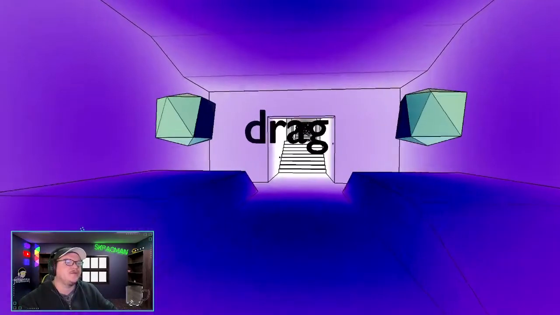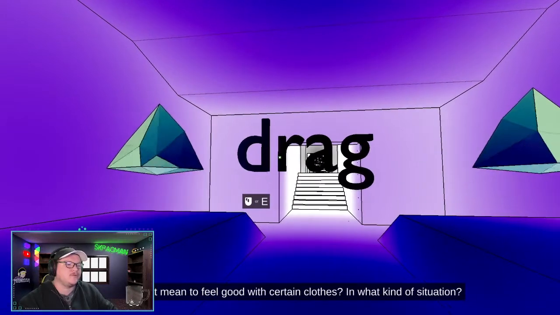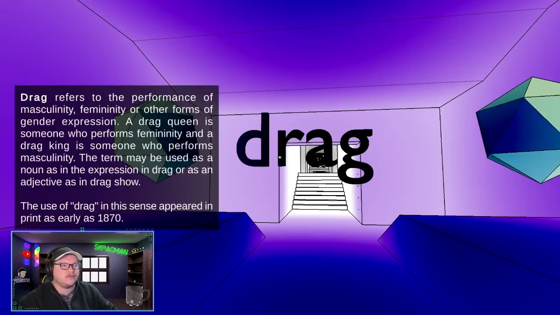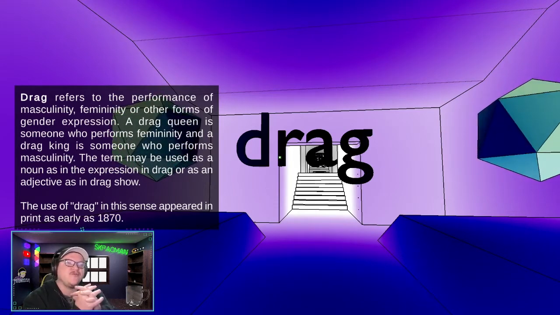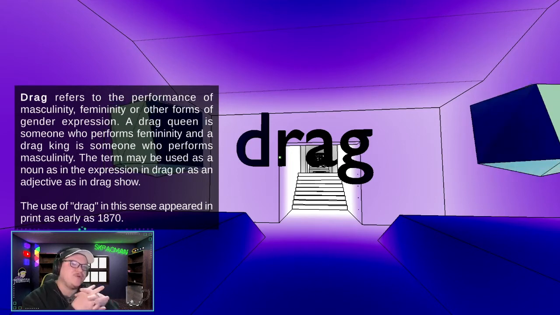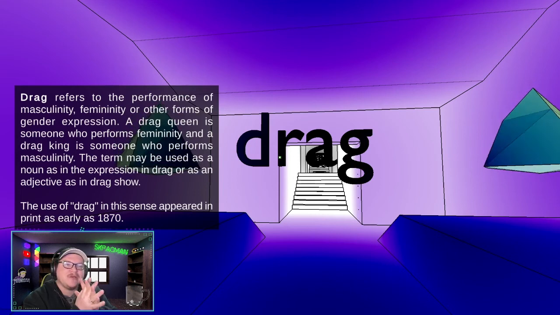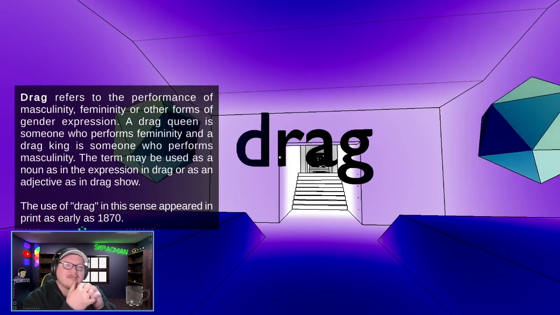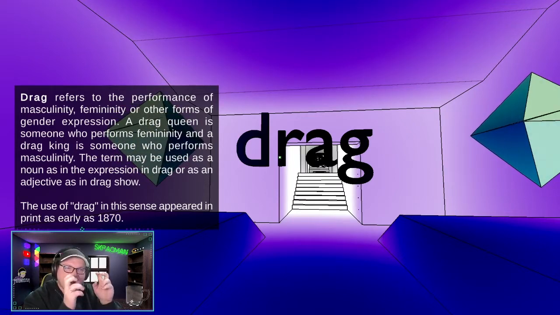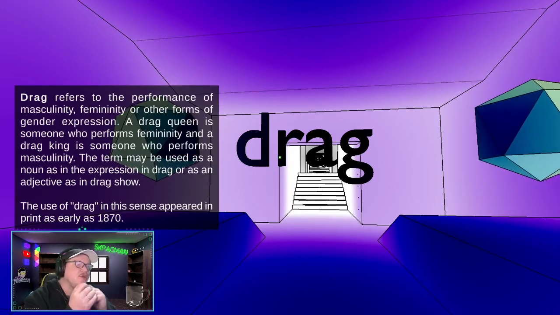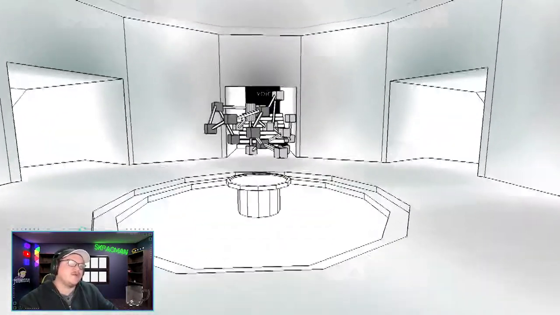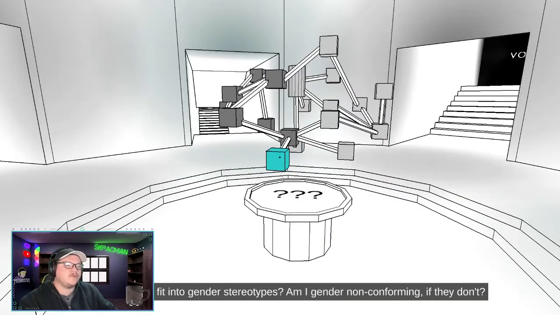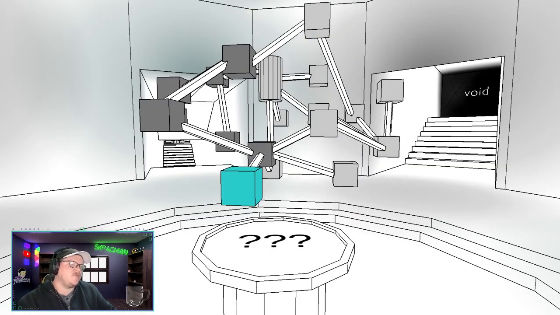Drag. Okay. What does it mean to feel good with certain clothes? In what kind of situation? Drag refers to a performance of masculinity, femininity, or other forms of gender expression. A drag queen is someone who performs femininity, and a drag king is someone who performs masculinity. The term may be used as a noun, as in the expression in drag, or as an adjective, as in a drag show. The use of drag in this sense appeared in print as early as 1870. Now, drag artists, and I do call them artists because they're artists. Do my behaviors fit into gender stereotypes? Am I gender non-conforming if they don't? Drag is an art, and you can't convince me otherwise.